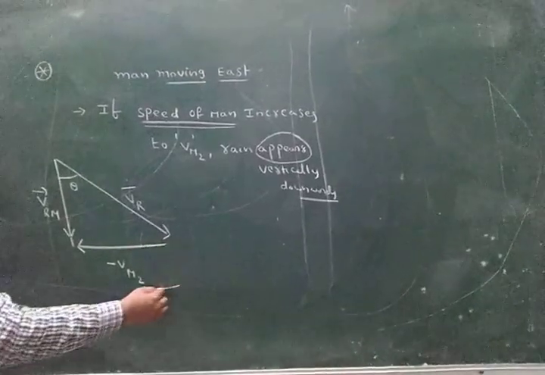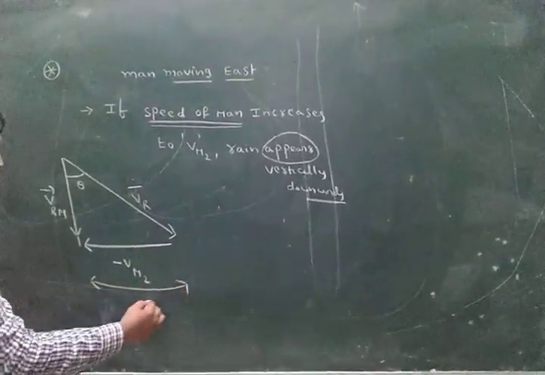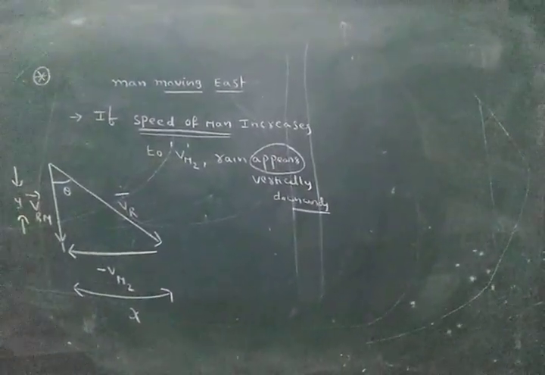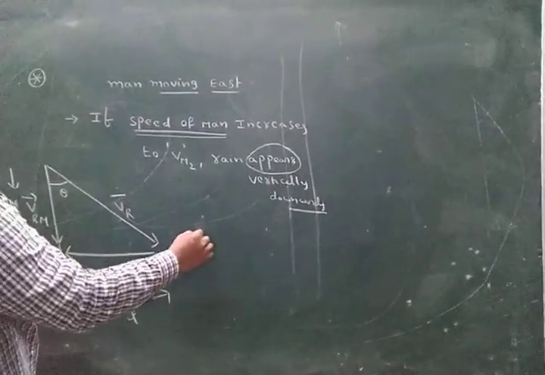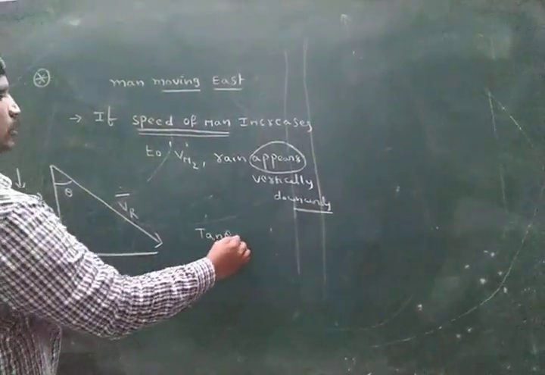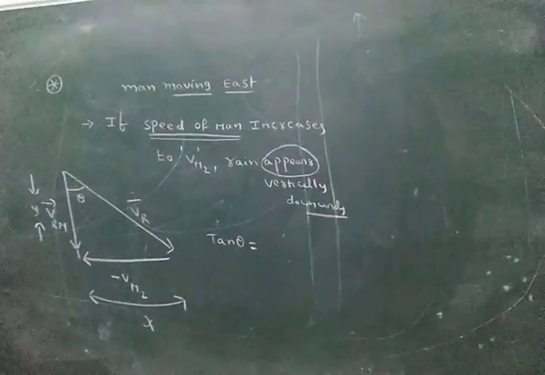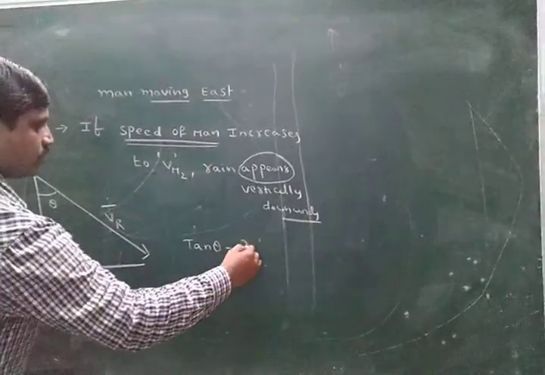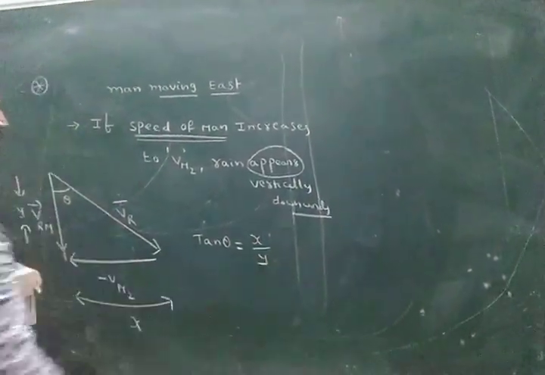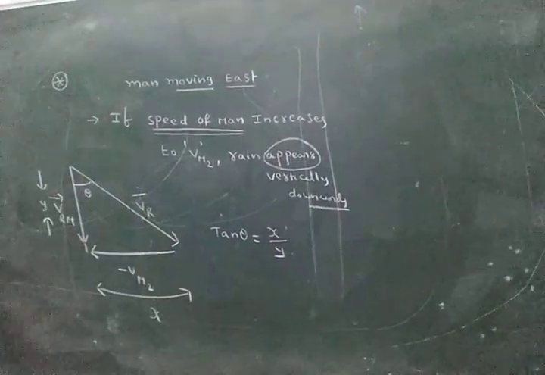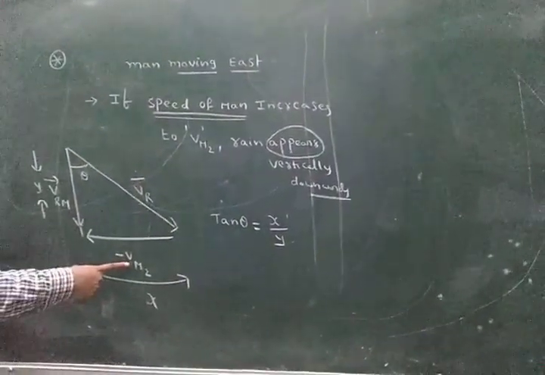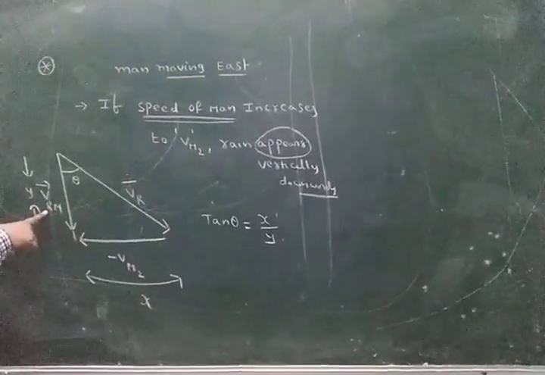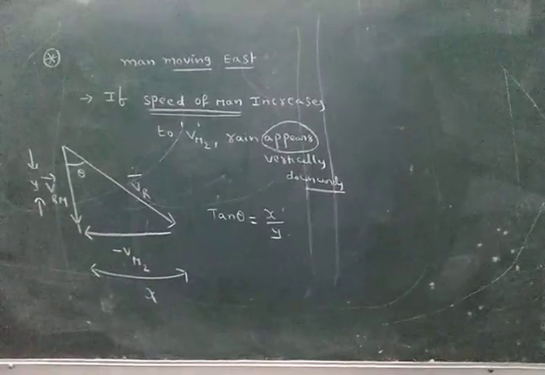Here to here, how much is x; here to here, how much is y. In this situation, what is the formula for tan theta? Tan theta is equal to what side by what side? Opposite side by adjacent side. Simply x by y. Here, what is the x value? Vm2. What is the y value? Vrm. Okay?